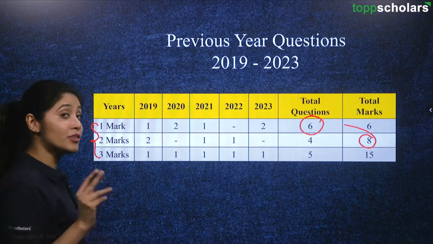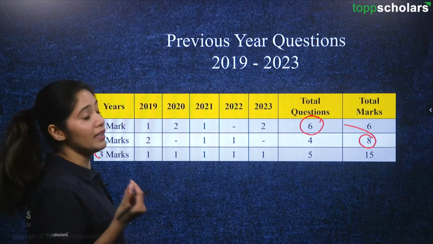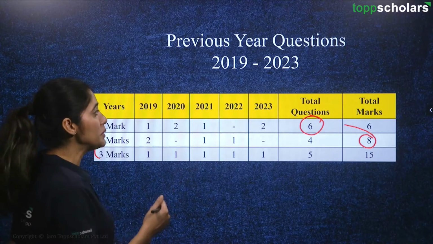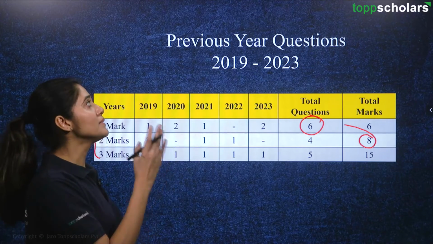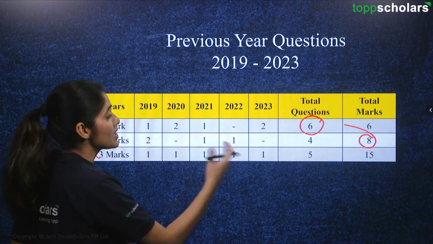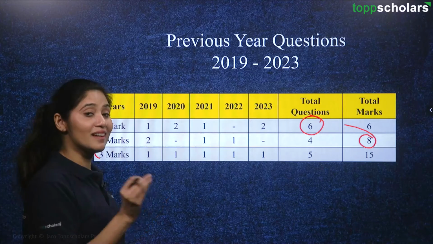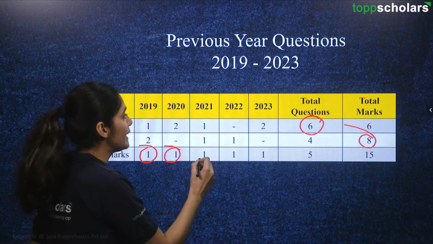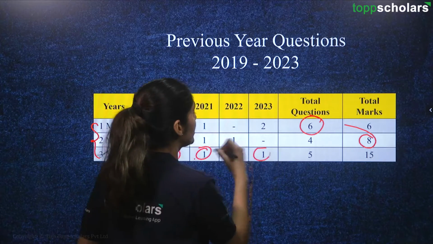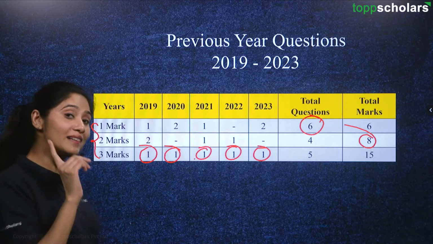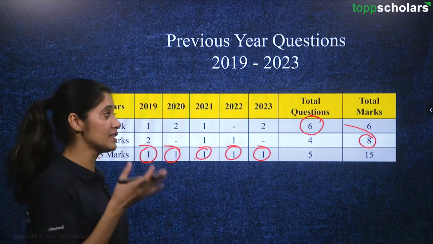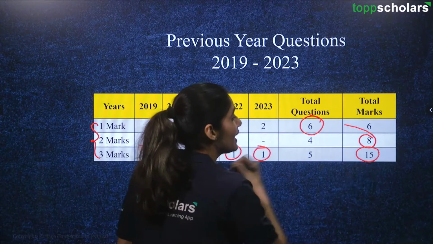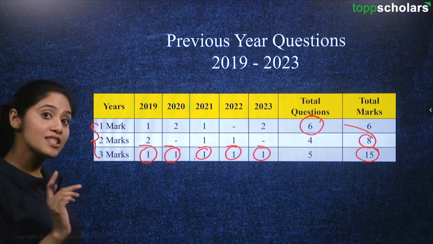Now coming to the 3 marks question. If we are able to answer one question of 3 marks, we get 3 marks, and we have extracted one question from this chapter in each of the last 5 years: 2019, 20, 21, 22, 23. So you can see that every year at least one question of 3 marks comes from this chapter. So we have at least 15 marks worth of questions in this chapter.